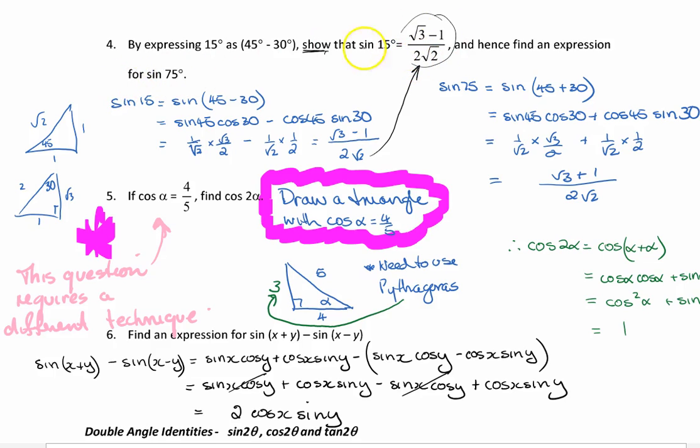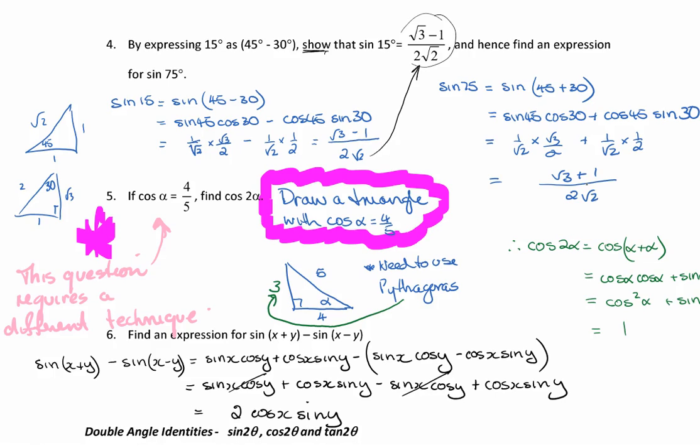It goes on to say, and find an expression for the sine of 75. Sine of 75 would be 45 plus 30. And again, why didn't we write this, for example, as 50 plus 25? Well, again, it's because we don't have any exact values for 50 degrees or 25 degrees. But we do for 45 and 30, and we do a similar thing, use the expansion for sine, sub the values in from our exact triangles, and this time you get root 3 plus 1 on 2 root 2.